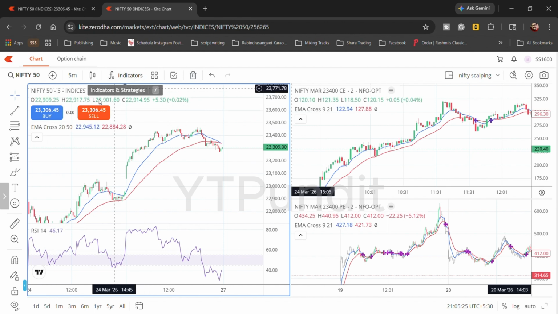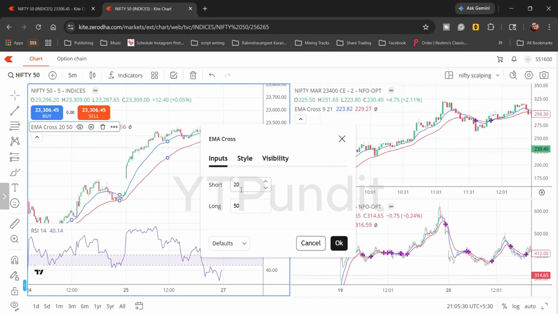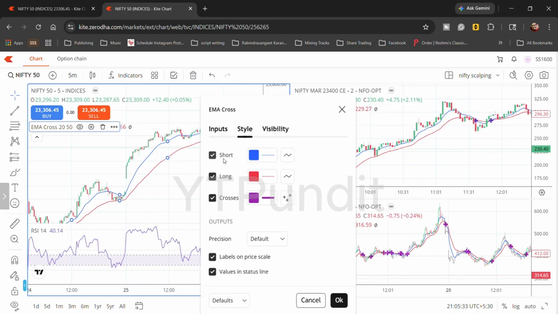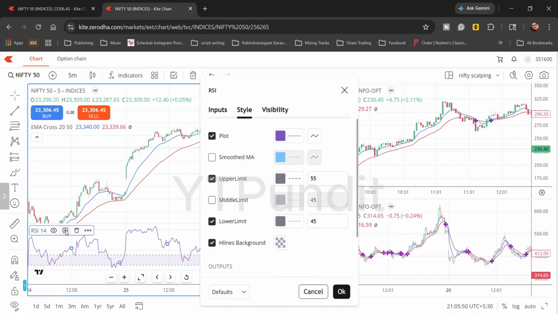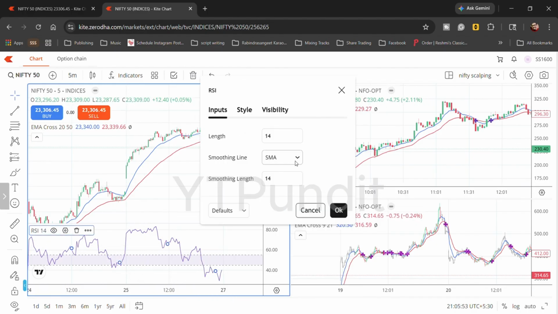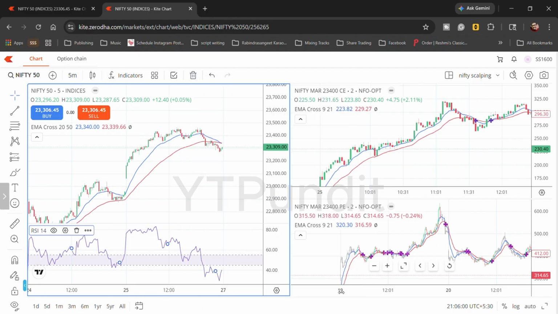This is an indicator. You will get it from here. EMA cross, and you set it up here as 20 and 50. In style, for the short one, you put blue, and the long one you put red, and the crossover we put violet. Okay. The RSI we have set: RSI 14, SMA 14, and in the styles, the upper limit is 55 and the lower limit is 45.